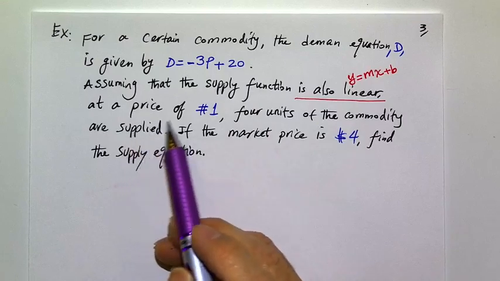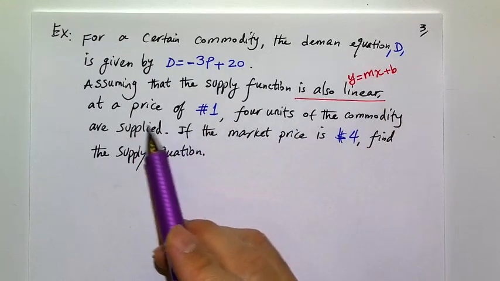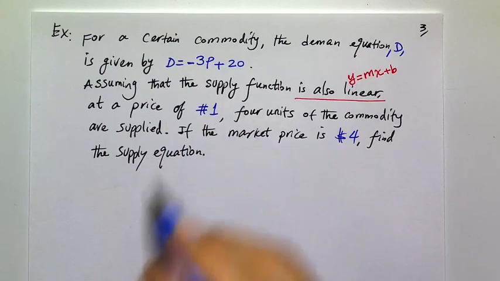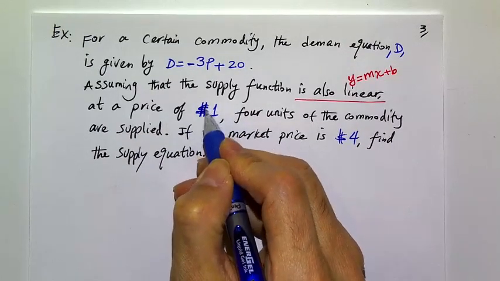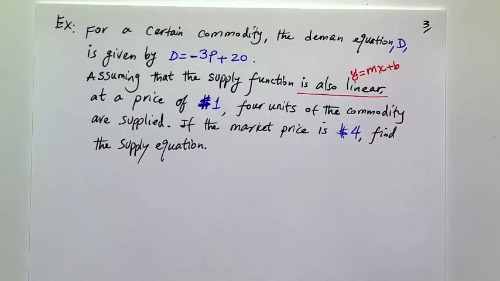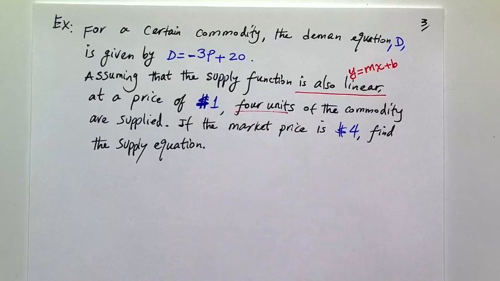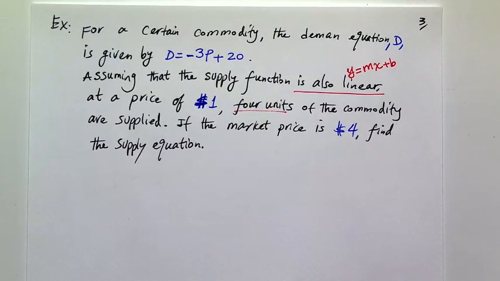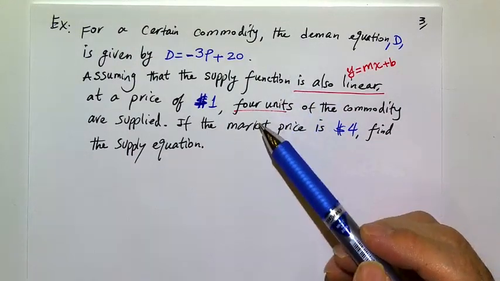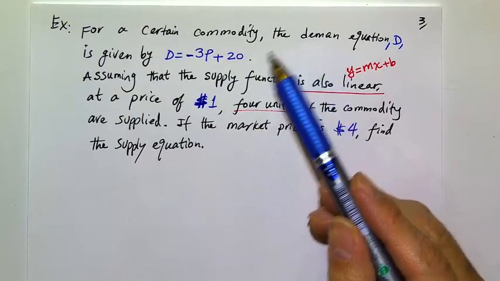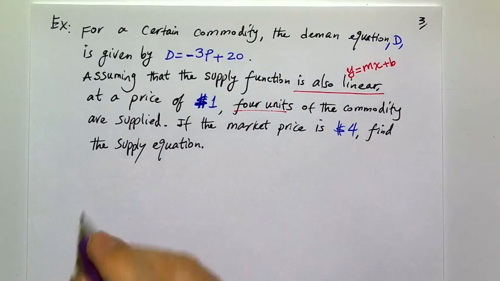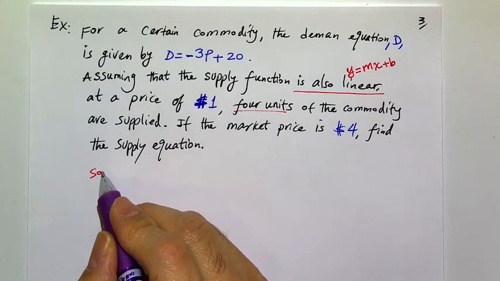Okay, so it says, assuming that the supply function is linear, at a price of $1 here, let me change that to $1. So that's a $1. 4 units of the commodity are supplied. Okay, 4 units are supplied. So let's very quickly translate that, because that's part of solving word problems, right? We read this problem in English form and we translate it into mathematical equations.